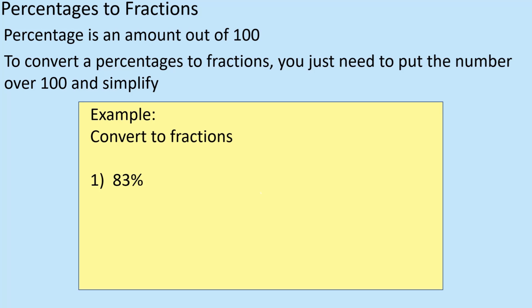If you've got 83% and I want to change that to a fraction, I'm going to put that over 100. 83 over 100, and then see whether or not that simplifies. Well, that one doesn't, so I'm done. This one, however, 4% is going to be 4 over 100, which simplifies to 1 over 25, because they both divide by 4, and therefore you are done.